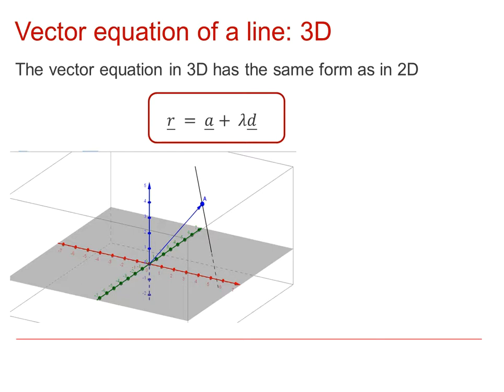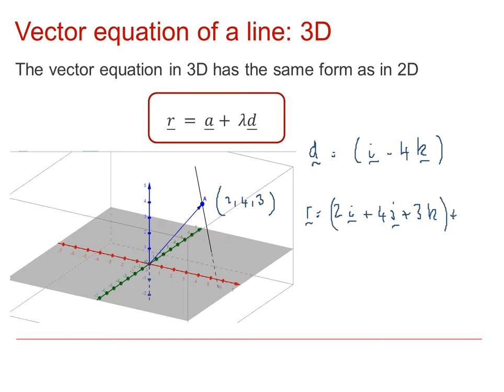So here we've got the point A, which is at 2, 4, 3, and the direction vector d is equal to i minus 4k. So we could write that the equation of the line r is the position vector of A, so that's 2i plus 4j plus 3k, and then add to that lambda times i minus 4k.